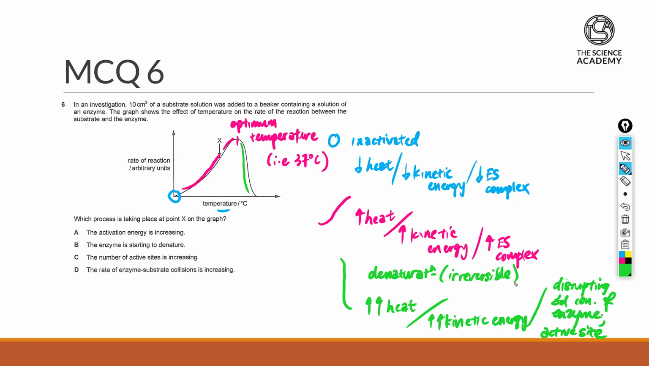So coming back to the question, for point X, we're looking at the fact that more heat is actually provided. So the formation of ES complex is getting higher. So I'll say that D is the correct answer over here.